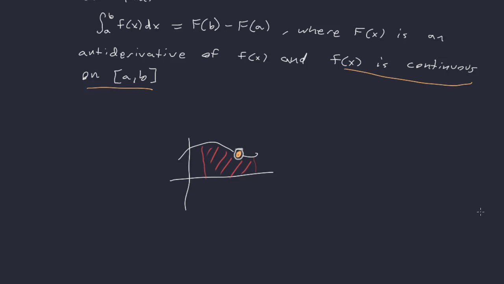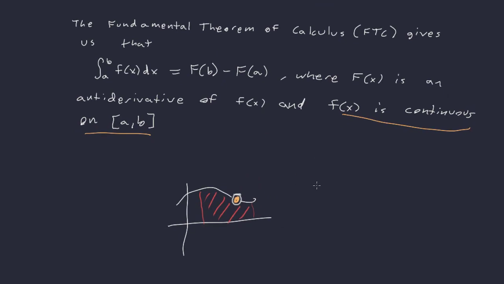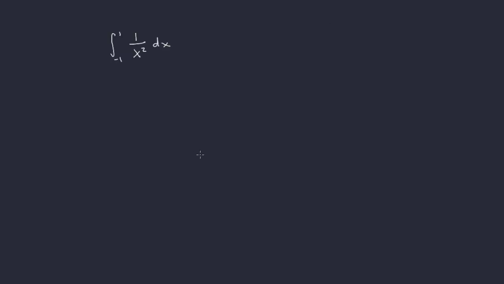However, if we have some other type of discontinuity, we can run into some weird issues. So let's take a look at an example where you might cruise through with the fundamental theorem of calculus without being very careful about the function you're looking at and get something that doesn't really make much sense. Alright, so let's say we have this integral here. We want to find the definite integral from -1 to 1 of 1 over x squared dx.